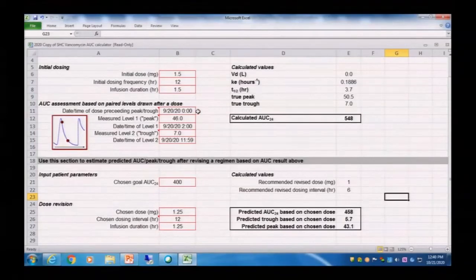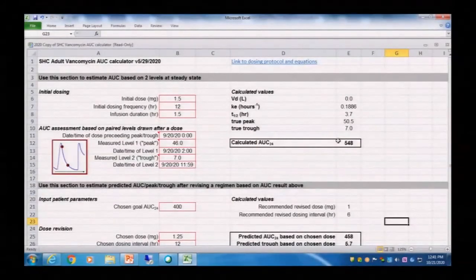So I just picked a random date and time to put in here, but this would be the date and time of your dose preceding the peak and trough. And let's say our patient's peak level came back at 46. I would put that in right here, and then put in the date and time that that peak was resulted. And then towards the bottom, we put in our trough level and then the date and time of the trough level. And then this will calculate what our predicted AUC would be.